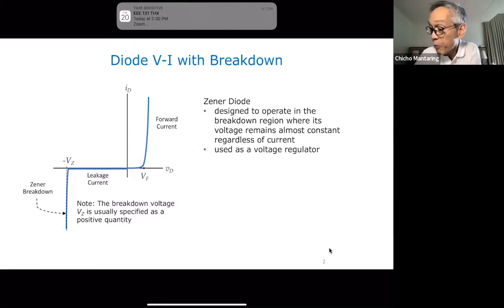Now there's a special type of diode that can operate in this region, because normally, if it's an ordinary diode, you operate in this region, sunog na yung diode mo. But there's a special type that can operate in that region, and you call that a Zener diode. That's designed to operate in the breakdown region. And the nice thing about this region is this line is almost vertical, and therefore you have a constant voltage. So you can use the diode as a voltage regulator. And this is the symbol for your Zener diode.